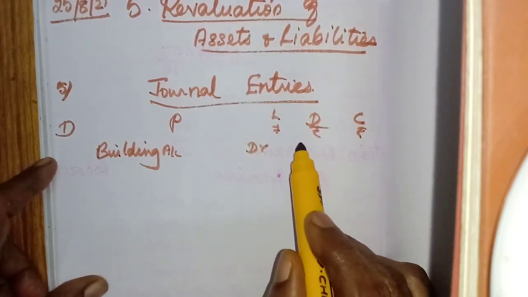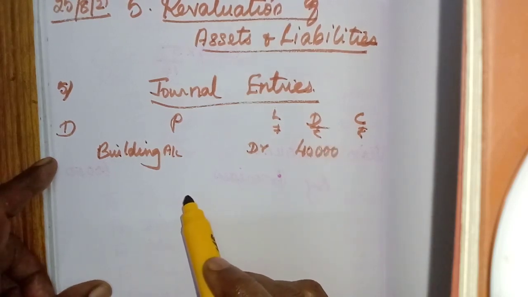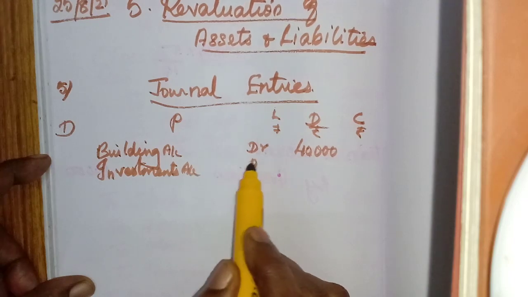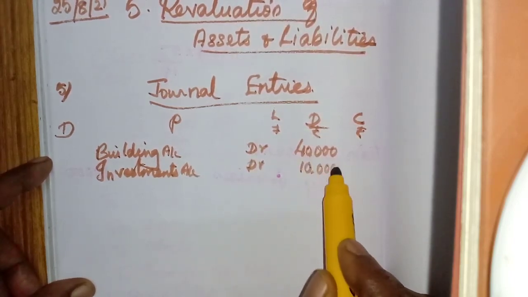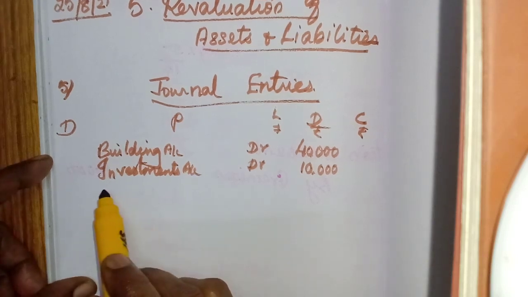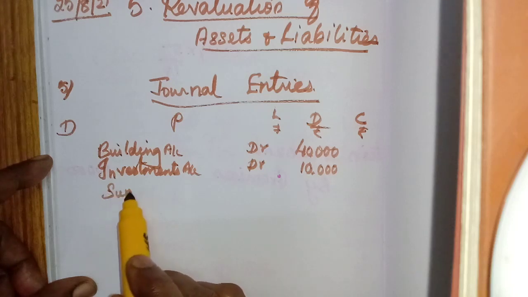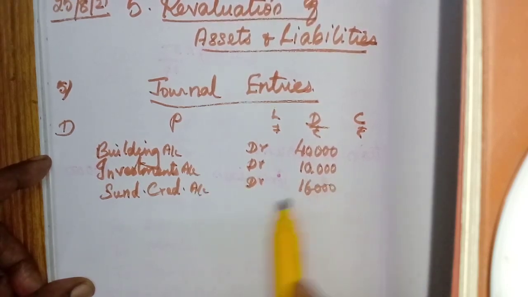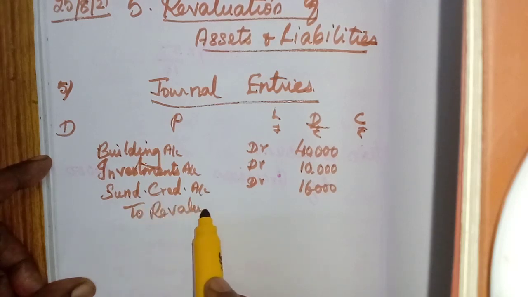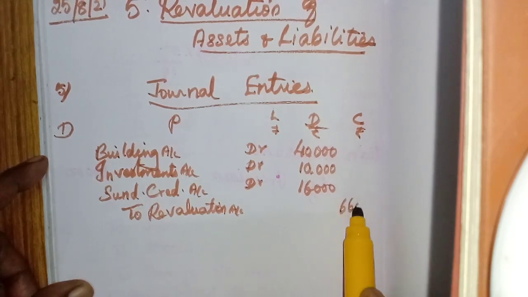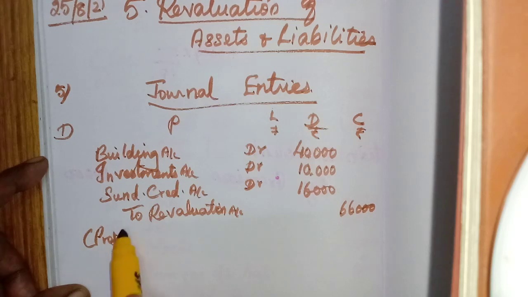How much? 40,000. Then bring into record investment. Investment also debit, 10,000. Then decrease in the value of machinery and furniture, loss. Now write off sundry creditors. Creditors is a liability that is reducing, so it is a profit item. Sundry creditors account debit, 16,000, to revaluation account. How much? 66,000. Profit items recorded.